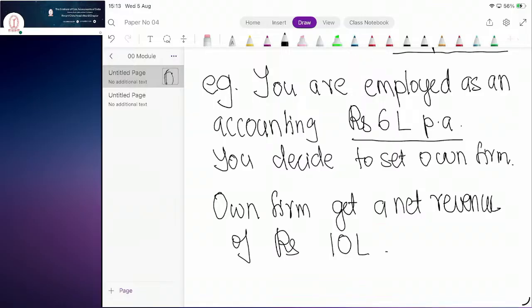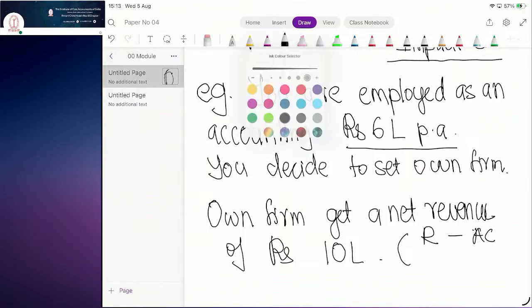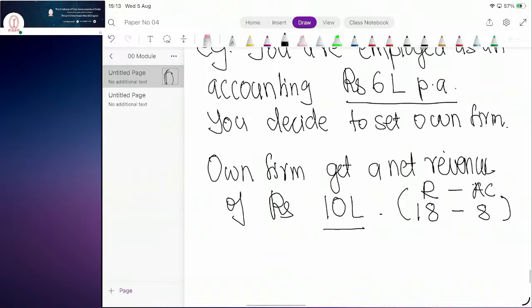Okay, म्हणजे तुमची रेव्हेन्यू 10 लाख होते आणि कॉस्ट अकाउंटिंग कॉस्ट that was, okay, let me say your revenue was, sorry, just wait a minute. His revenue was, let us say, 18 lakhs and you have accounting cost was around 8 lakhs. So the net profit that the firm made was 10 lakhs.